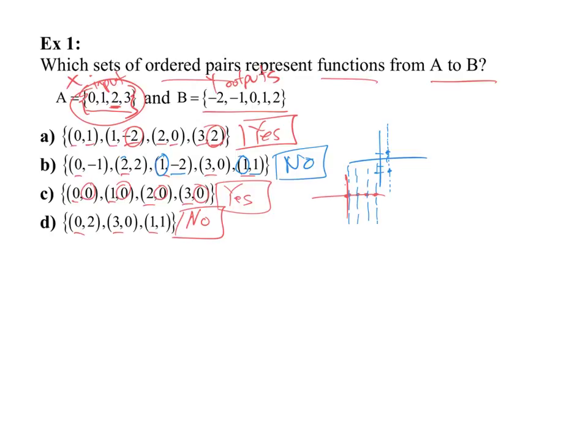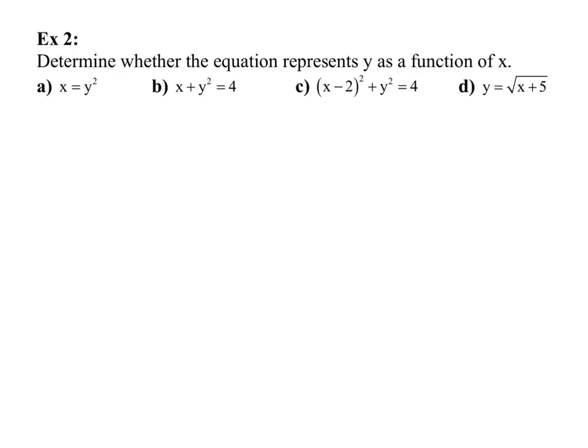All right, going to example 2. Determine whether the equation represents y as a function of x. In order to do this, you have to first isolate y. So here I'm going to square root both sides. Don't forget the positive and the negative. So y is equal to positive negative square root of x.